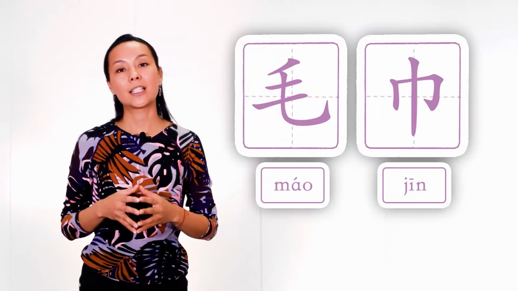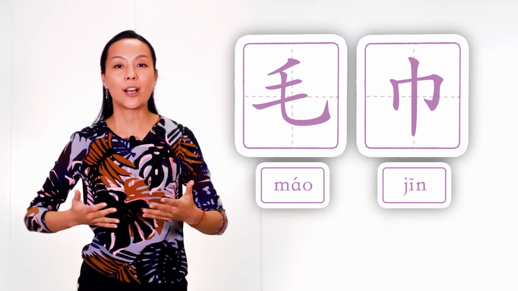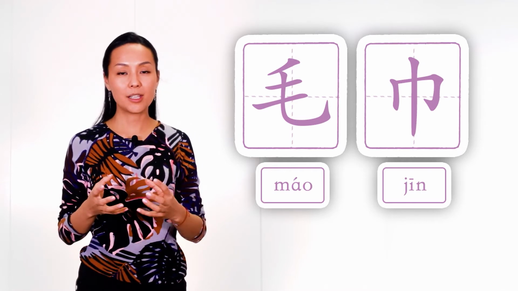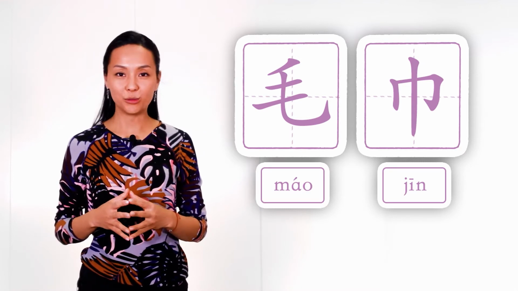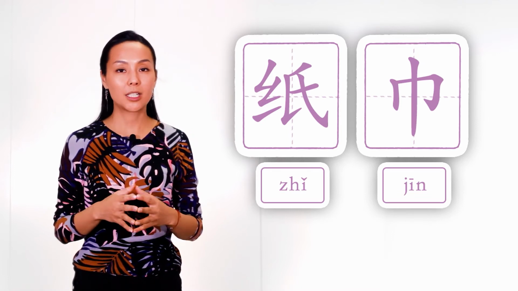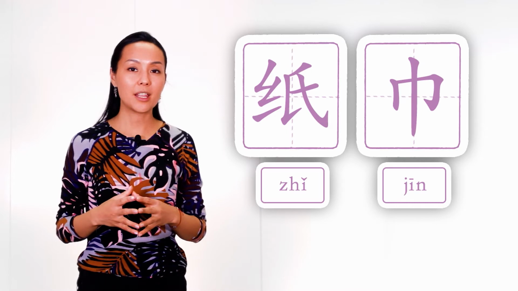And now let's study examples in which our radical is used as a separate word. The first example is a very useful thing which we use every day. It's a towel, mao jin. Mao means hair of an animal, wool, jin, piece of cloth, together towel, because usually towels are soft like wool. And the next example is the word tissue, paper towel, zhi jin. Zhi, paper, jin, piece of cloth, together tissue.